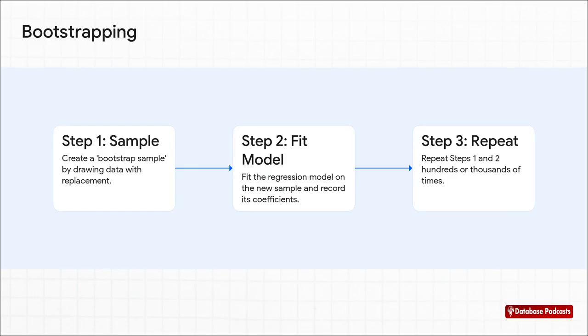First, you create what's called a bootstrap sample. Just picture your data set as a bag of marbles. You reach in, pull one out, record it, and here's the magic trick. You put it back in the bag. Then you do it again and again until you have a new sample that's the same size as your original. Now, because you're replacing the marbles, some might get picked a few times and some might not get picked at all. You then fit your model on this new, slightly weird sample and write down the coefficients. And then you just do that whole thing again, maybe 1,000 times.